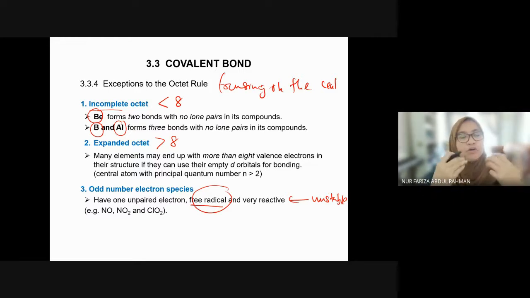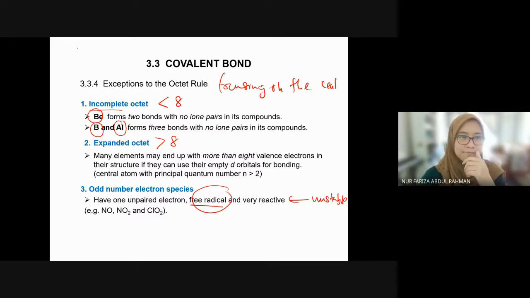Meaning, in order to octet the atoms, we normally form multiple bonds, double bond or triple bond. Right? But for beryllium, boron and aluminium, we do not have to form multiple bonds for these atoms. Let it be as it is. Don't touch it, even though it is not full.